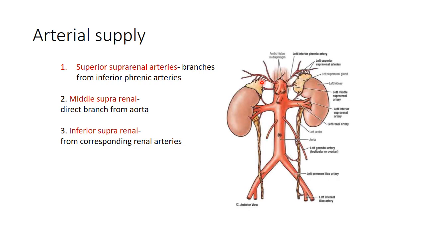the superior set of suprarenal arteries. Then another set of arteries, the pair of middle suprarenal arteries, arises directly from the aorta. They can be single, or a few middle suprarenal arteries can be there. Then there is an inferior suprarenal artery. This arises from the renal arteries. So the superior suprarenal arteries are branches of the inferior phrenic arteries, the middle one from the aorta, and the inferior one from the renal arteries.